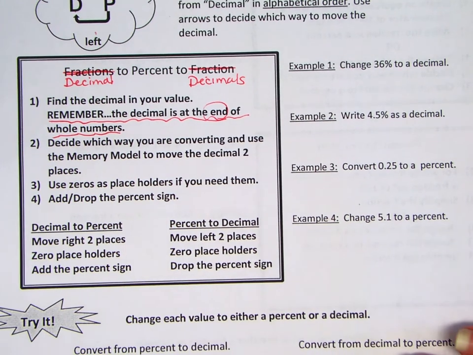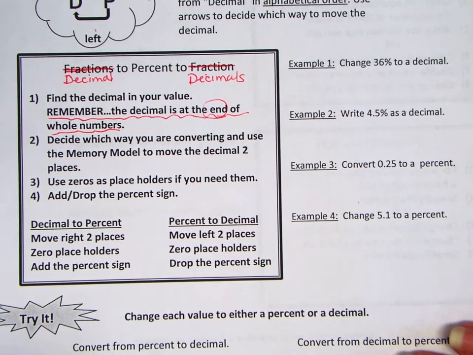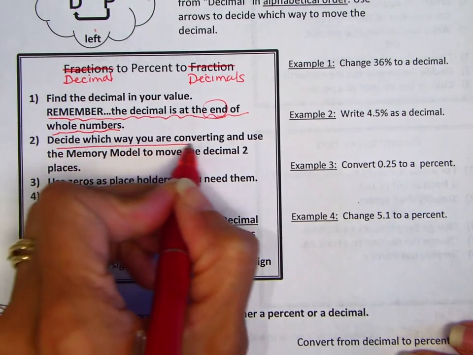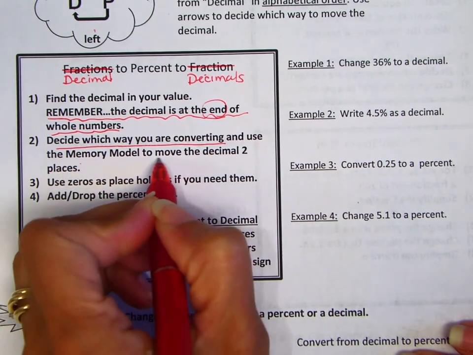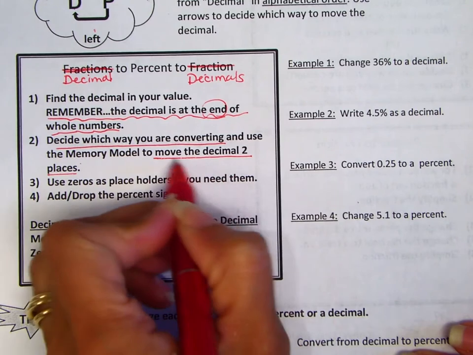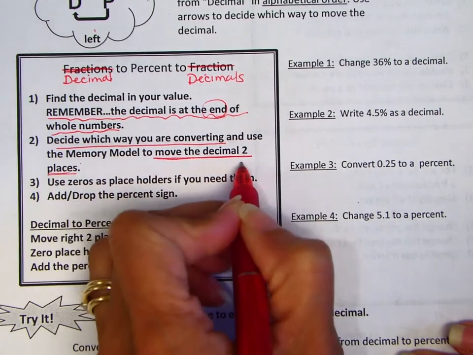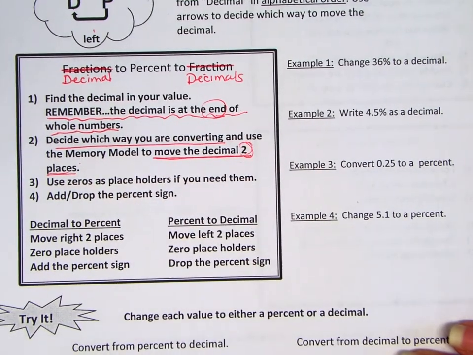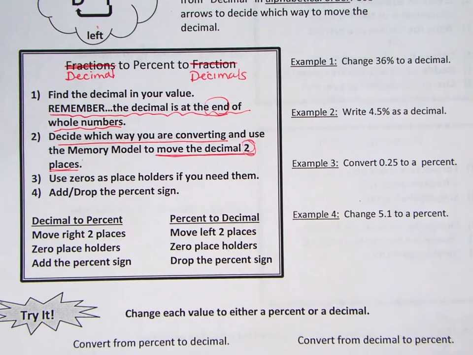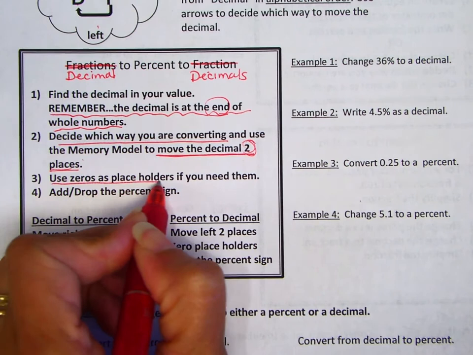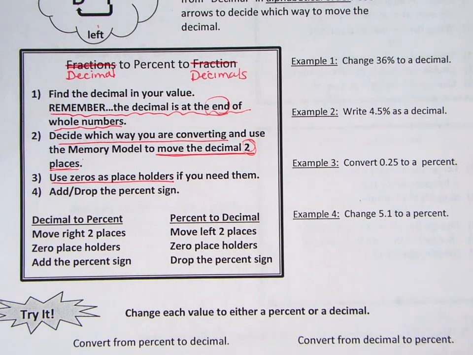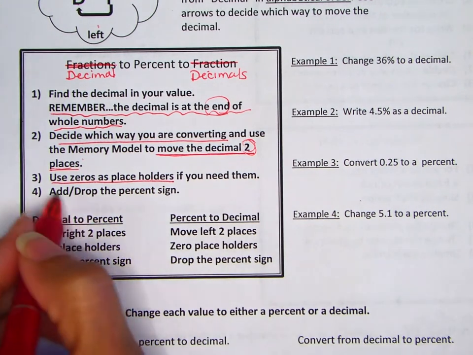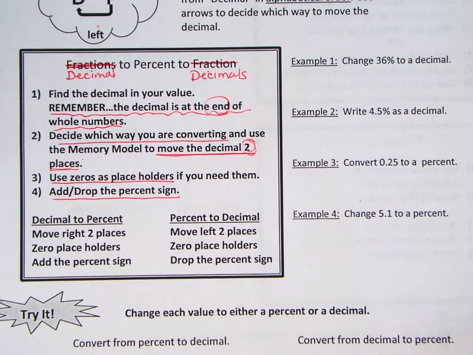We don't see it, but it's just sitting there waiting to be moved. Then you want to decide which way you're going to convert and use the memory model to move the decimal 2 places. So we're moving, this is the important part, moving 2 places. And if you made any spaces because you had to move that decimal, you're going to use zeros as placeholders whenever you need them. Then you add or drop the percent sign depending on what we're doing.